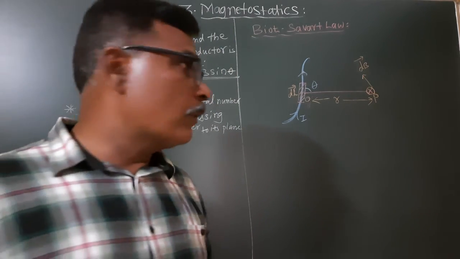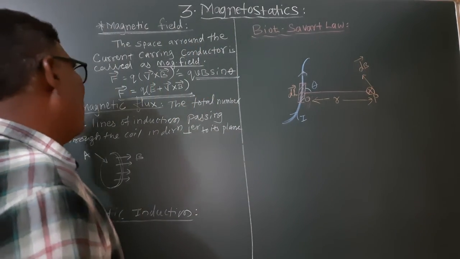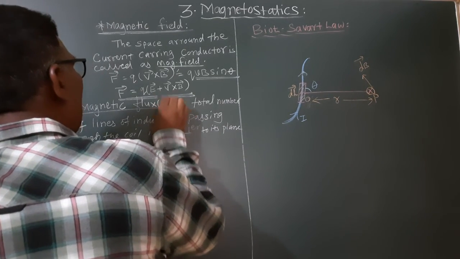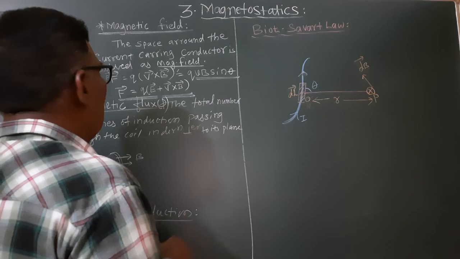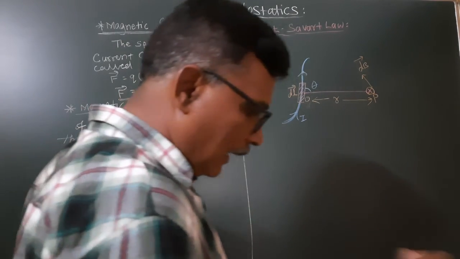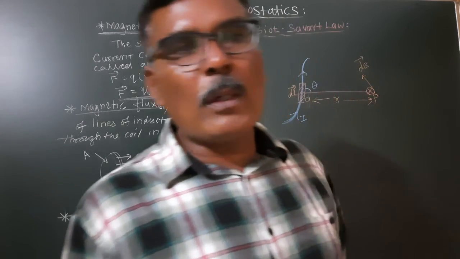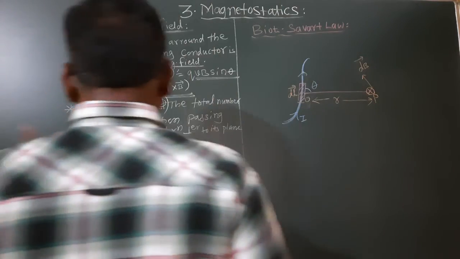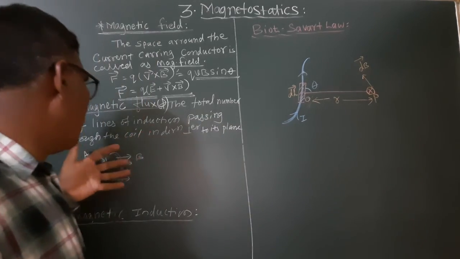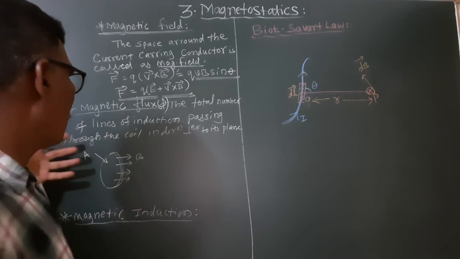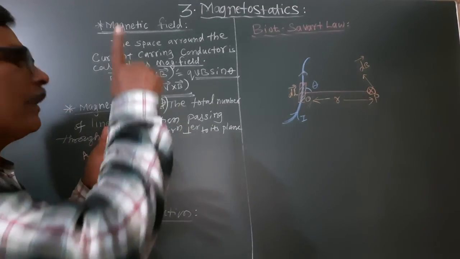Then next is magnetic flux. Magnetic flux is denoted by the symbol phi. And what is phi? Magnetic flux can be defined as the total number of tubes of induction passing through the coil in a direction perpendicular to the plane.